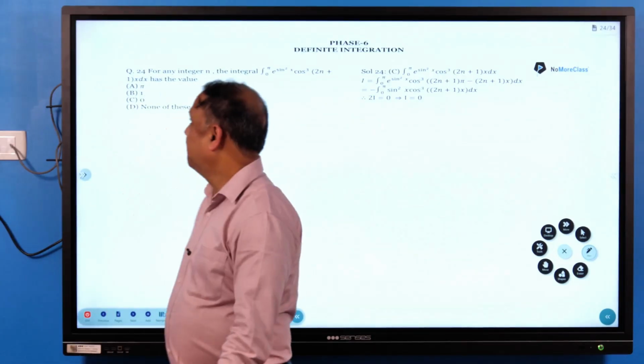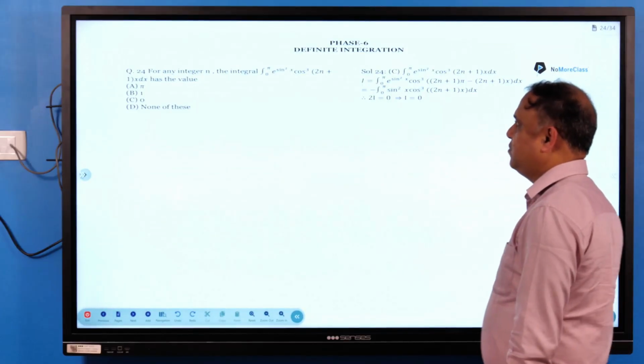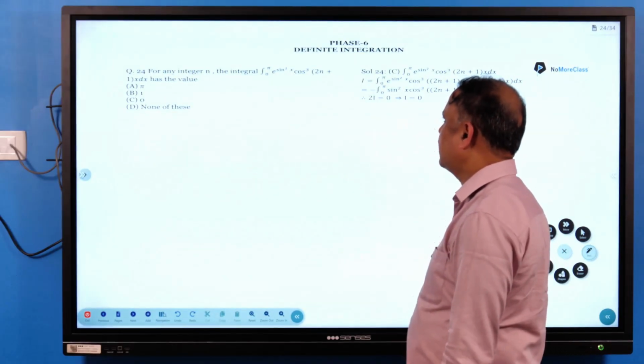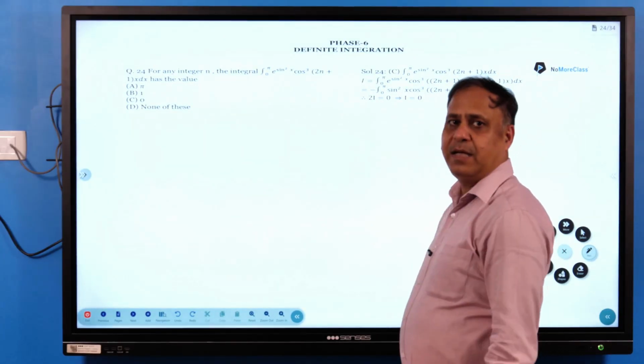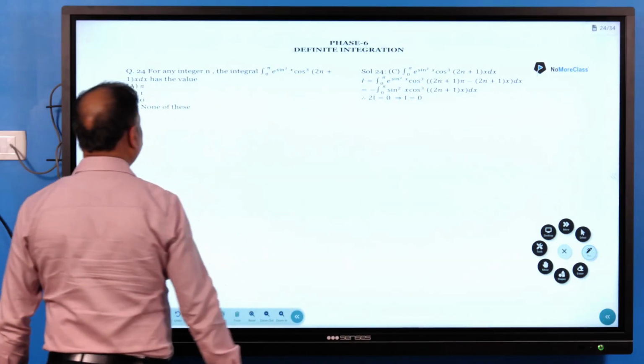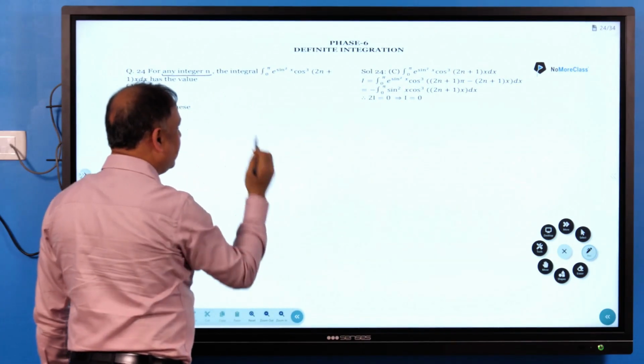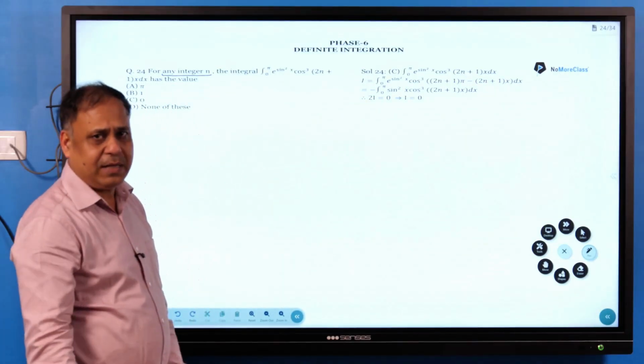So now come to question number 24. For any integer n, the value of the integral from 0 to pi of e raised to power sin square x cos cube (2n plus 1)x dx is equal to. Here, this is the kind of question asking for any integer n, so put any simple value of n, and you will get the idea.